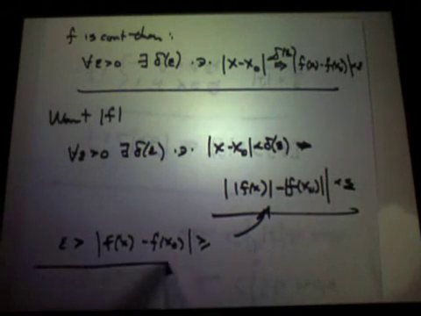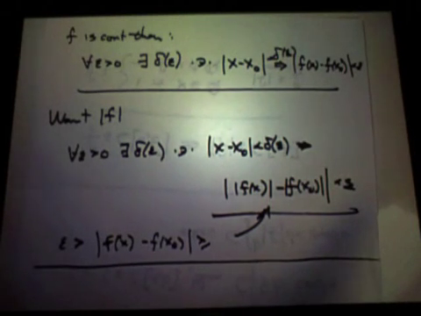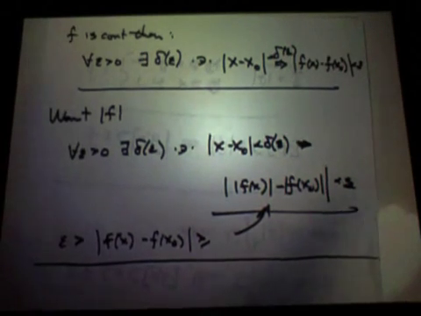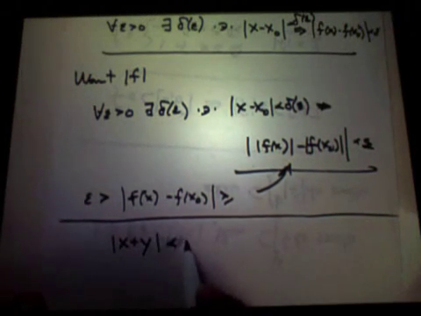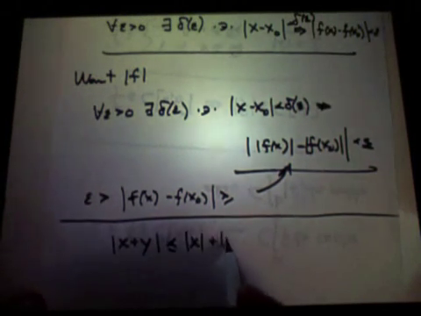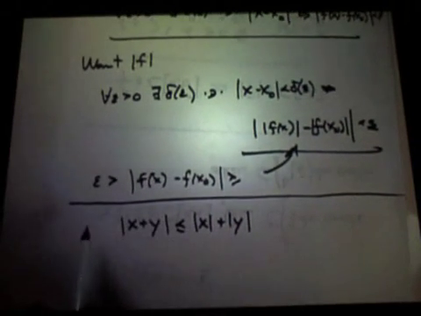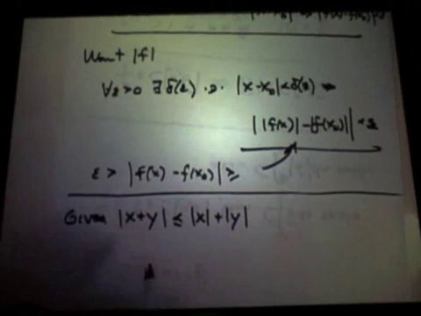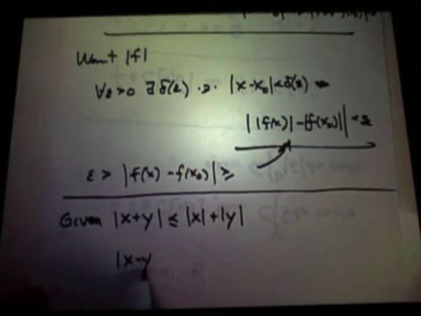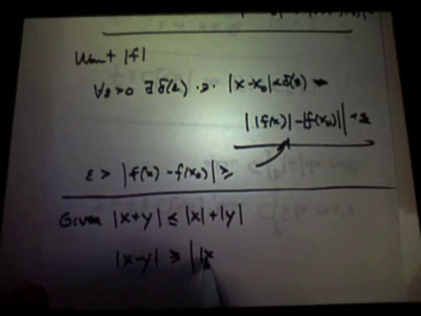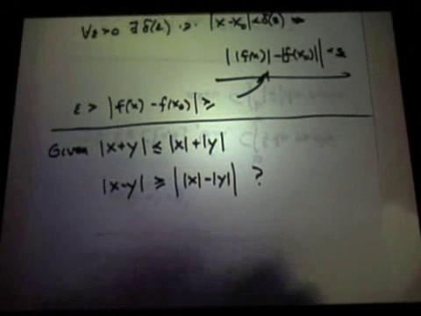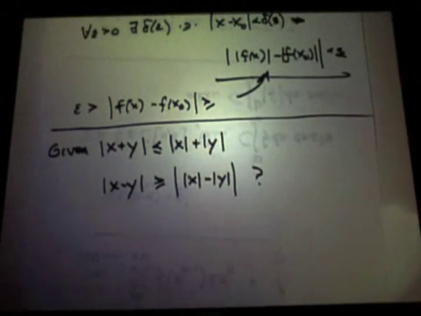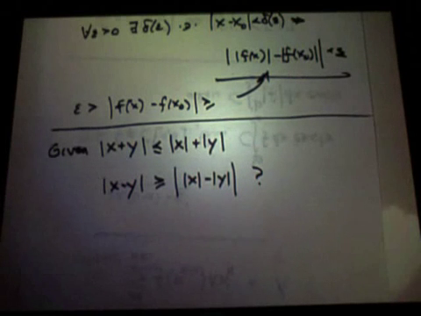By the way, why don't we just stop for a moment and prove the difference version of the triangle inequality. So the triangle inequality says this, right? Given that, why is it true that that's true? That's the fact we're using here. That'd be a good test question.